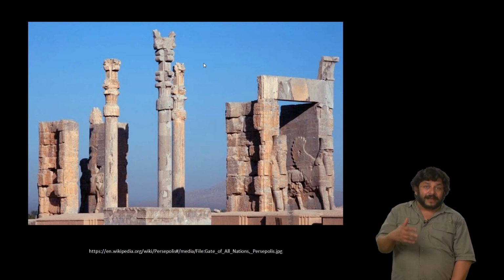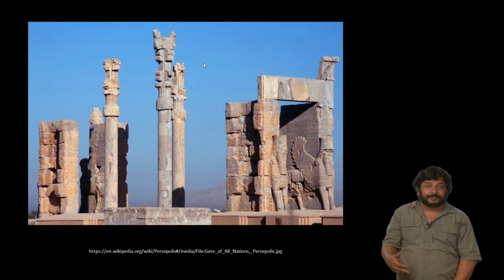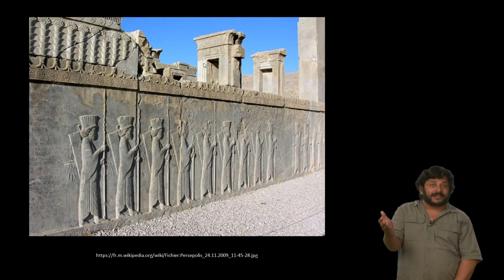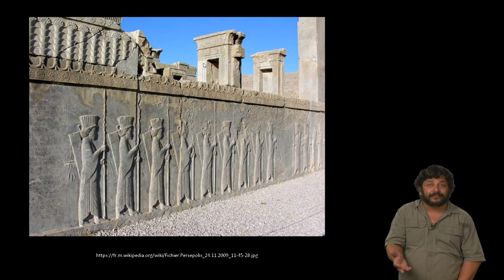Well, what happened to this palace and why does it survive in this form? These are pictures of processions of people who would have come in from different parts of the empire, processed through the palace and made offerings to the king.